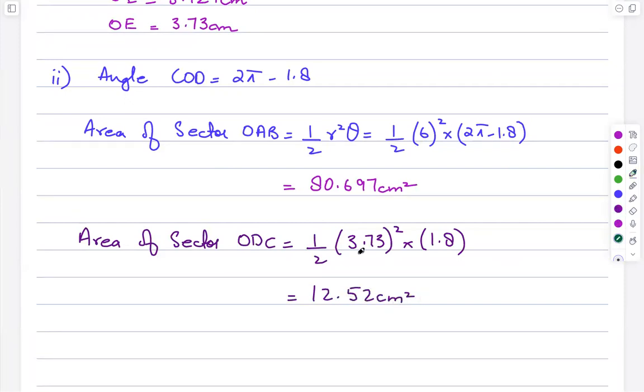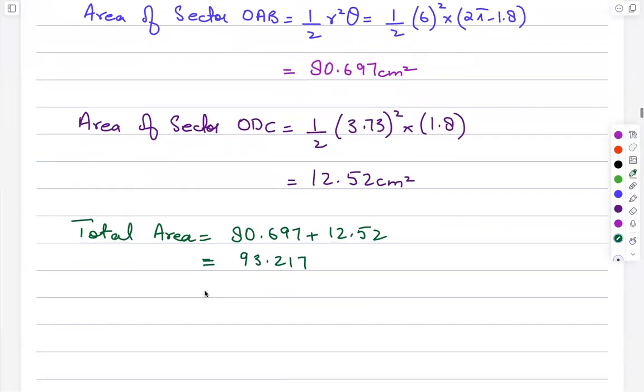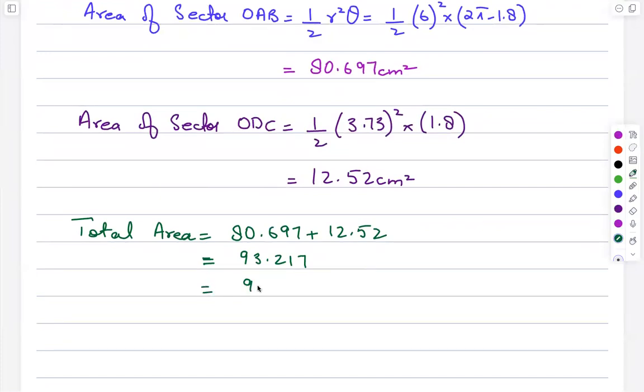So the total area of the shaded region will be the area of the larger sector, which is 80.697, plus 12.52. Adding these two up, we get 93.217. And as we have to give our answer to three significant figures, the final answer will be 93.2 centimeters squared.